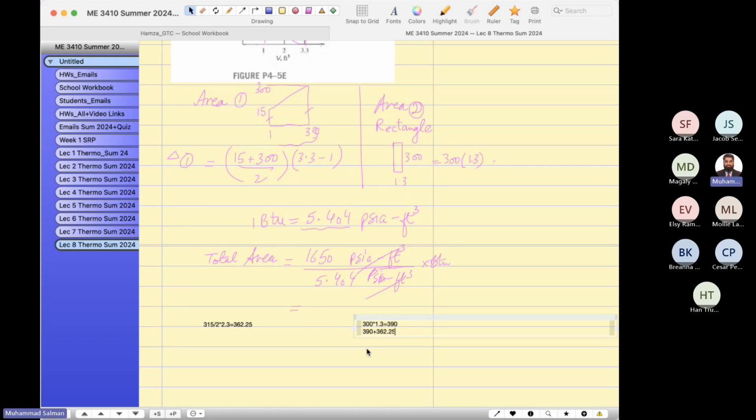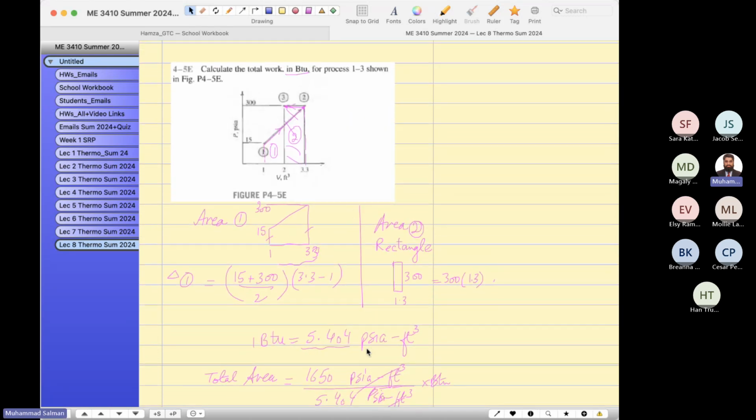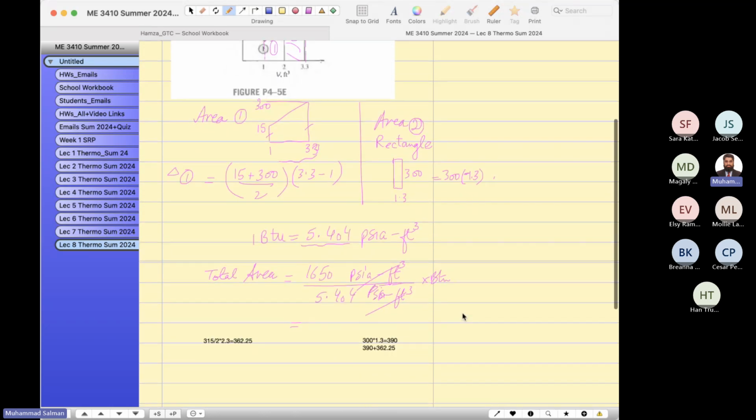One thing I want to mention here that I forgot to tell you, that this area needs to be subtracted. Why? Because it is final minus initial. So it should be negative. It should be 2 minus 3.6. So that's why it's a little bit confusing here. Why am I doing positive? It should have been negative here.